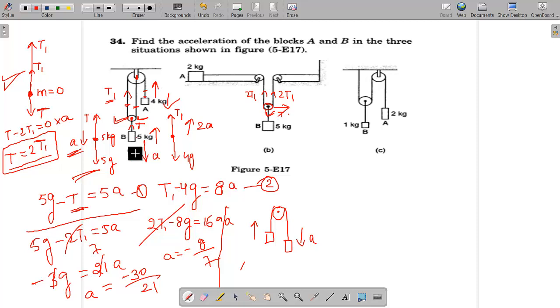Okay. Now, so that's the thing. 2g by 7 is the acceleration of what? The 4 kg block. We assumed 2a, we got 2a. So we assumed it upwards, and the acceleration value is coming in negative. That means whatever we assumed for the 5 kg as downwards, actually the 5 kg is going upwards and the 4 kg is coming downwards. Is it okay?